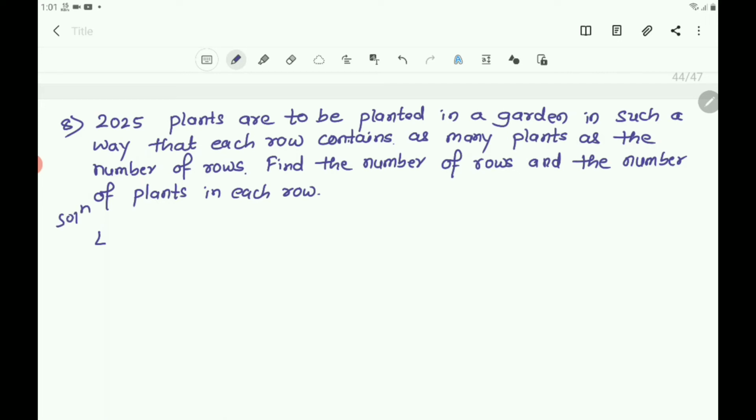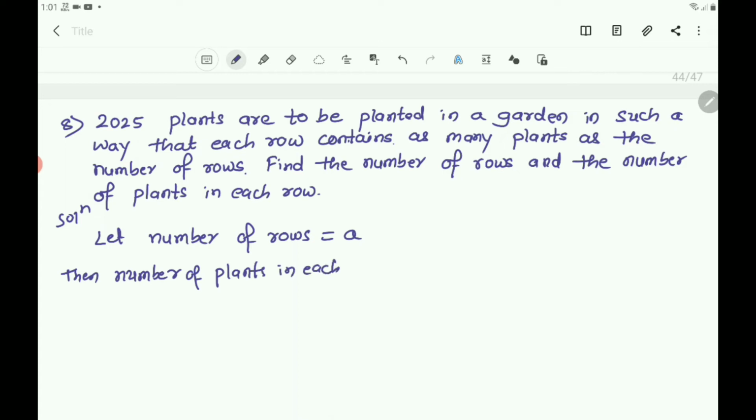So that is the solution. Let the number of rows equal A, then the number of plants in each row is also equal to what? A.